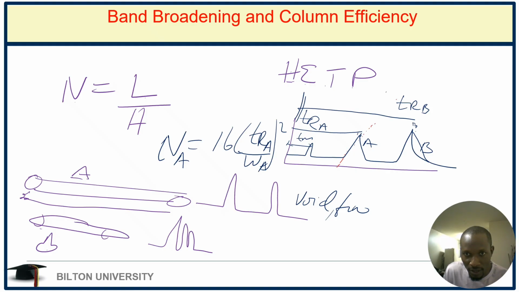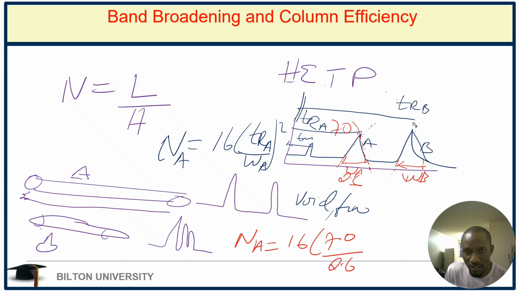Okay, and then you come also this side. You put a ruler like this, then the distance between this point and this point is the width of A. You do the same for B, and this is the width for B. So let's say this is 7.0 and this is 2.6, then our NA is going to be 16 times retention time, which we say is 7.0, over 2.6 squared.